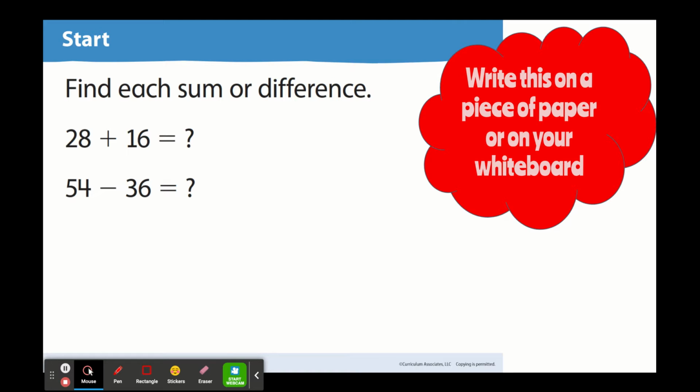Get a piece of paper or do this on your whiteboard, okay? So, the first problem is 28 plus 16. Again, 28 plus 16. The second one is 54 minus 36. Again, it's 54 minus 36. Just do your best, my friends. If you don't know your answer, that's fine, but at least do your best and try to put an answer on your paper or your whiteboard.